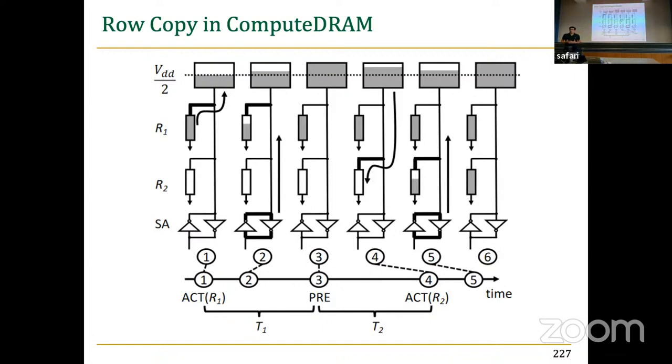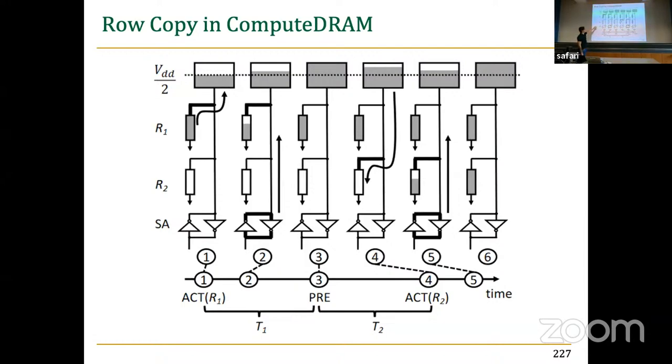What the ComputeDRAM authors managed to do is mimic this back-to-back activation by making these two times, T1 and T2, very, very small. Essentially, maybe even zero cycles. So the memory controller issues the pre-charge operation right after the activate operation. And what that does is that the DRAM row does not get completely closed. The sense amplifier is not able to really execute this pre-charge operation, to really close the row. And when the memory controller issues the second activate command, the first row is still open.